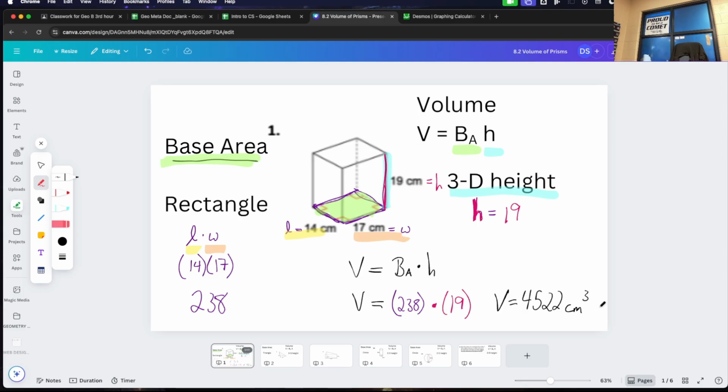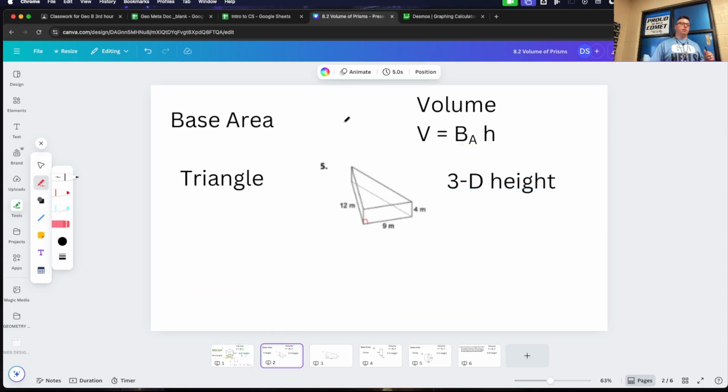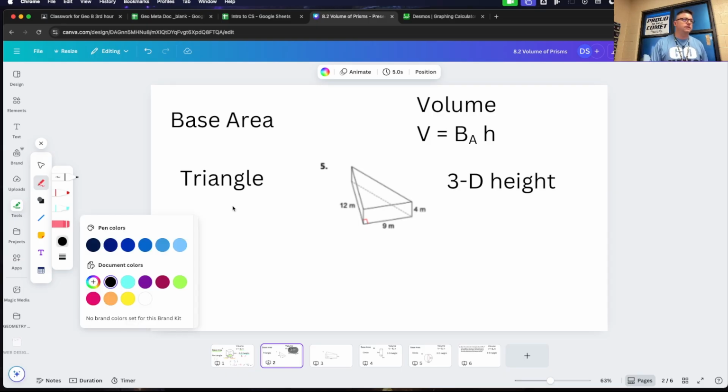Okay, let's go on to the next figure. Now, all those rectangles are going to be the same. What starts to get tricky is when we change the shape. So let's look at this. This is number 5. We're looking at the triangle.